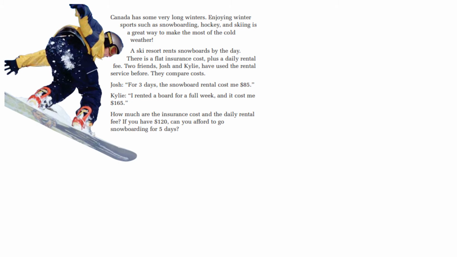Canada has some very long winters. Enjoying winter sports such as snowboarding, hockey, and skiing is a great way to make the most of the cold weather. A ski resort rents snowboards by the day.